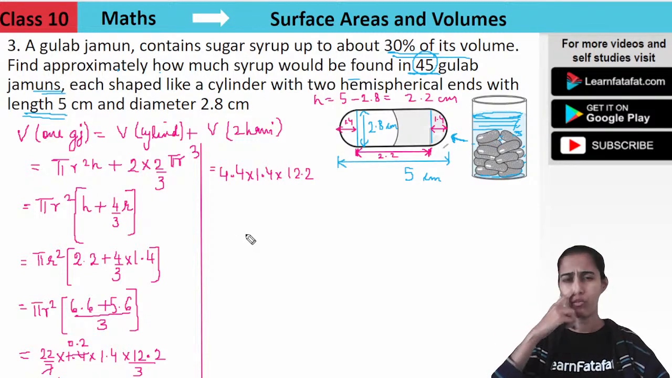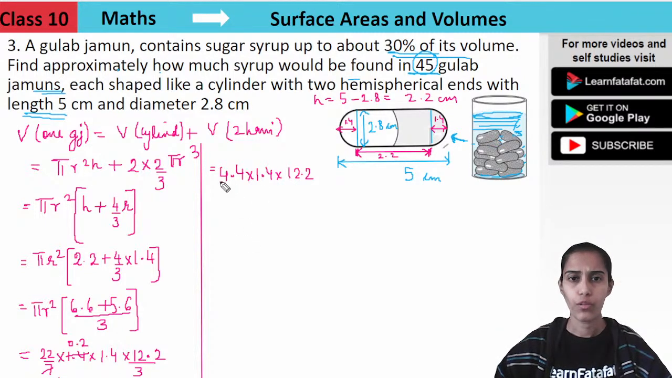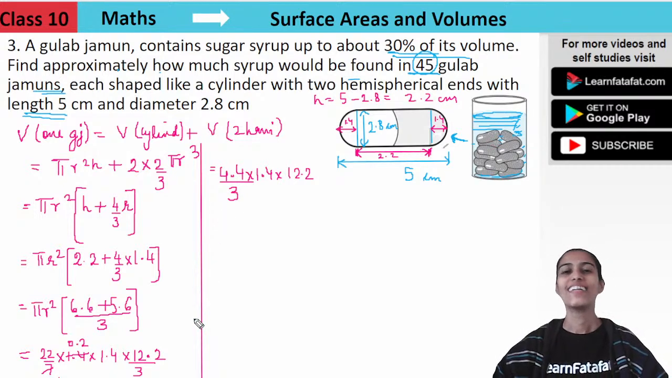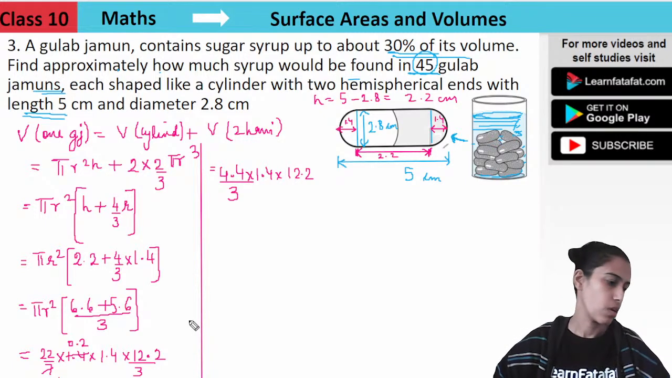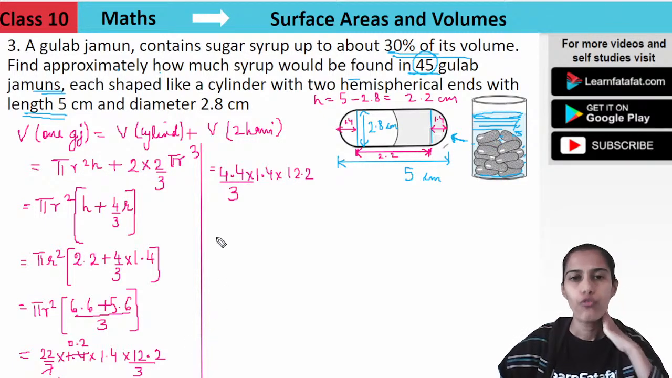When we do this, what will we get? One more, divide by 3 also. So this will give me the volume of 1 gulab jamun. Okay, volume of 1 gulab jamun. Now I want to find... I will not solve this further because this is not my final answer anyway.